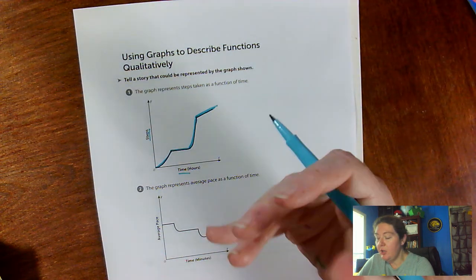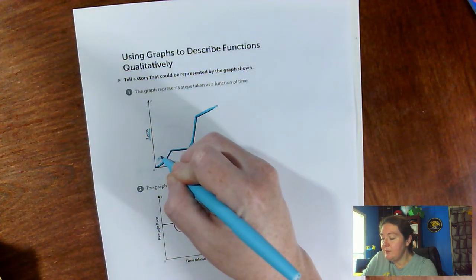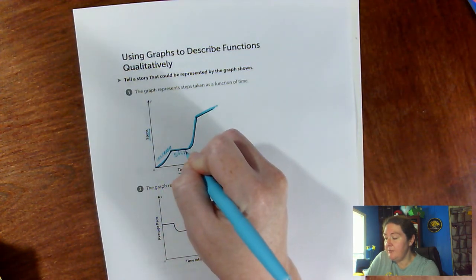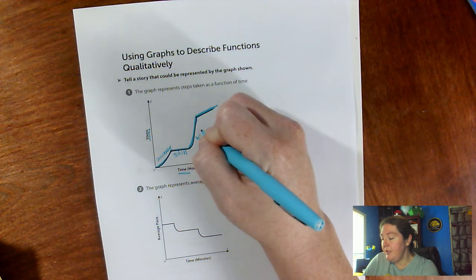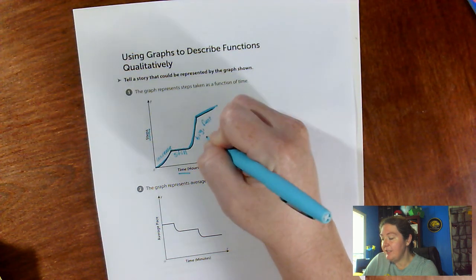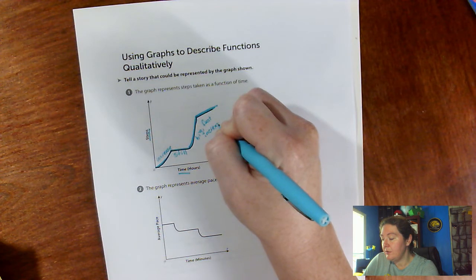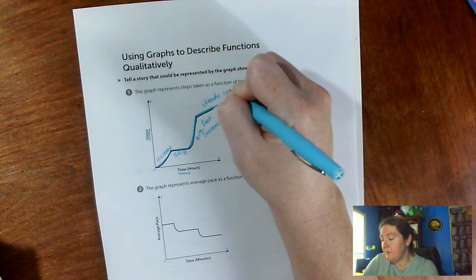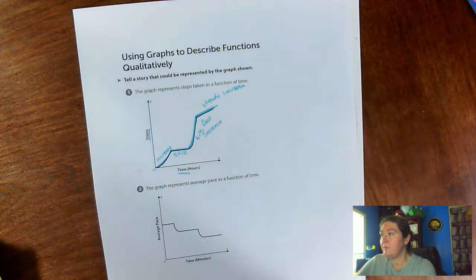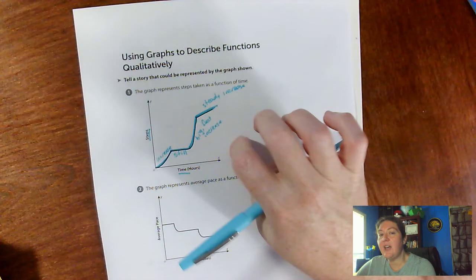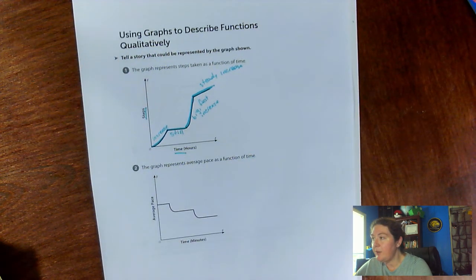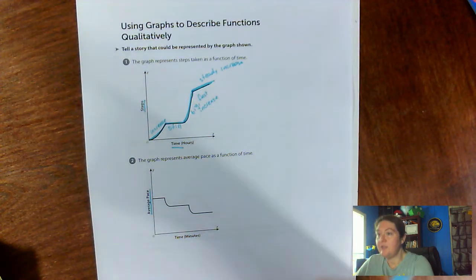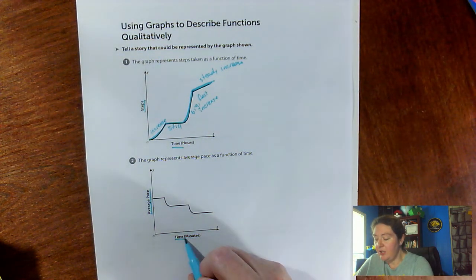The biggest part is to know that this is an increase. This is being still or steady. This is a big, fast increase. This is a steady increase. Come up with your own story. What do you see happening here? This graph represents pace. This is the constant, how many steps you're taking in a certain amount of time.